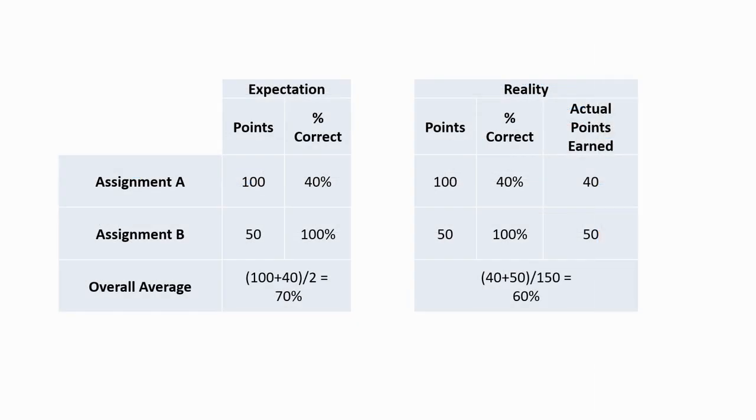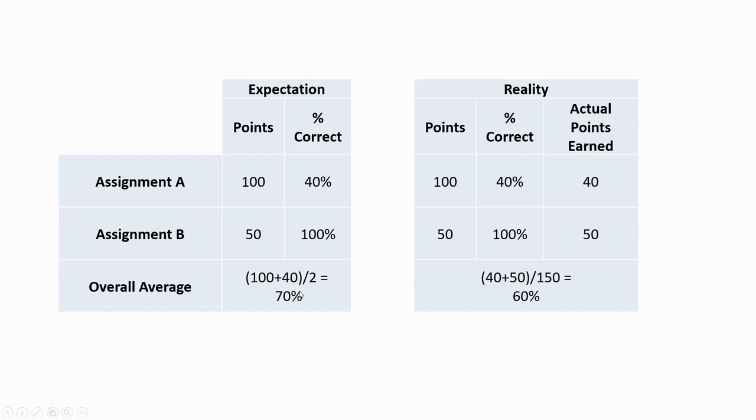For example, if I make assignment A that's worth 100 points and assignment B worth 50 points, if I'm then entering grades by percentages and enter a 40 for assignment A and a 100% for assignment B, you might expect the student's average to be 40 plus 100 divided by 2, or 70%.